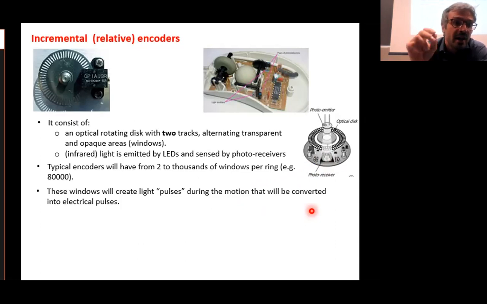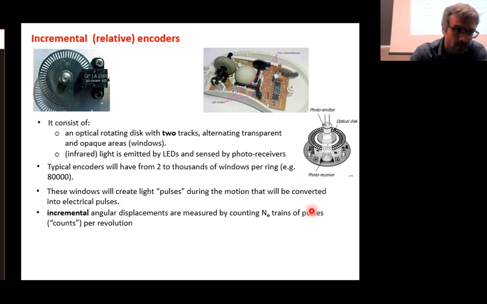And these windows create light pulses during the motion of the wheel. And these light pulses of dark and light can be converted into electrical pulses. The incremental angular displacement is measured by counting the number of pulses that we call counts along the revolution of the encoder. And the resolution is computed by dividing the 360 degree angle, a full turn, by the number of counts.